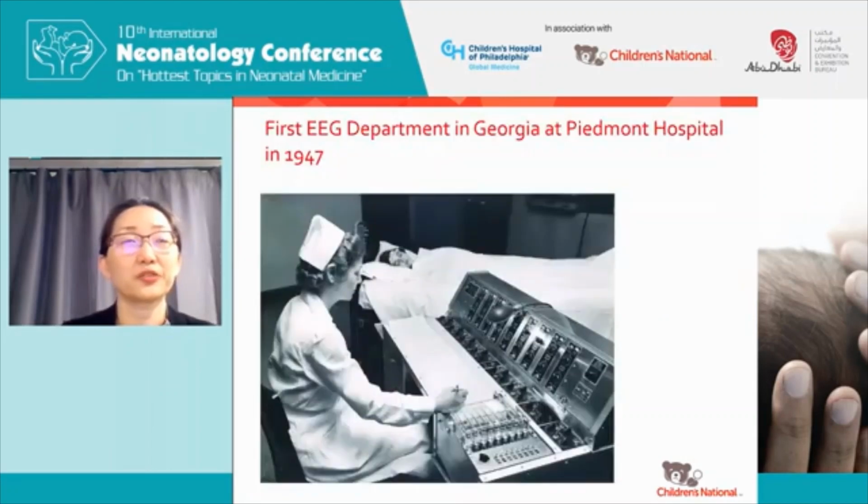In the US, the first EEG department was at Piedmont Hospital in Georgia in 1947. And as you can see from the picture, this EEG device looks a little more portable than the very first EEG. However, it's still pretty large in length. It's about 2/3 the length of this patient's exam bed.